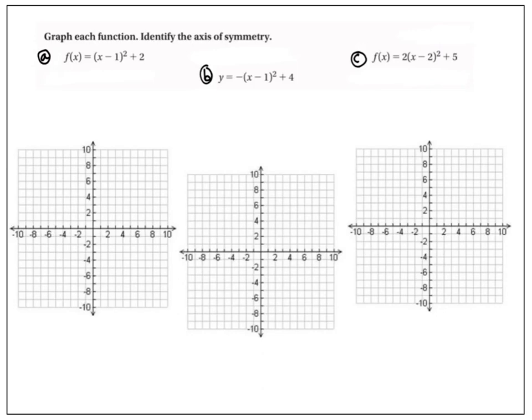So let's look at the first one. We should be able to identify how the transformations work here. If we know that this is what our parent function for the most part looks like, we can then identify what's happening here. We know we're going up 2, and here we're going right 1. So every point is going to go up 2, right 1. So I start with my middle point here, up 2, right 1, up 2, right 1, up 2, right 1.